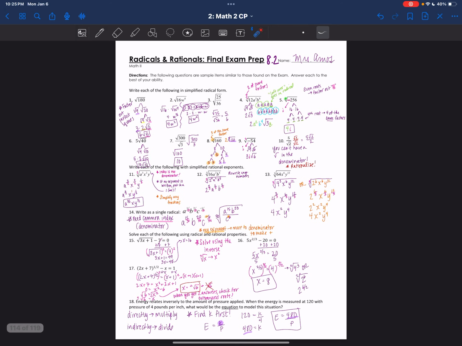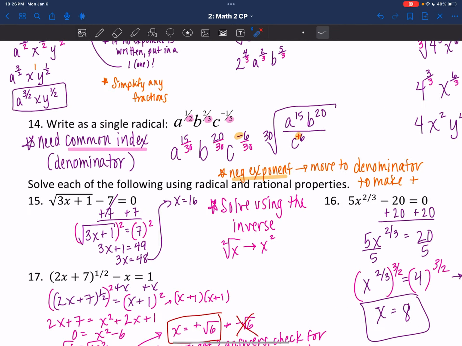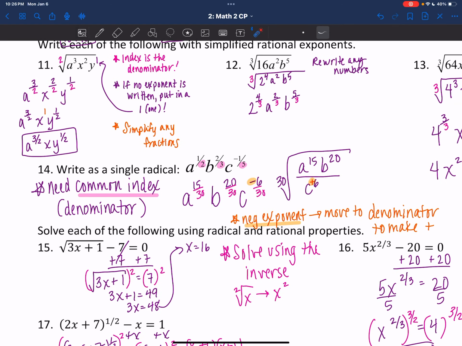All right. Now let's come down here. A lot of writing on here. Write as a single radical. So remember, in order to do this, you have to have a common denominator or a common index. So right now, you've got 2, 3, and 5.